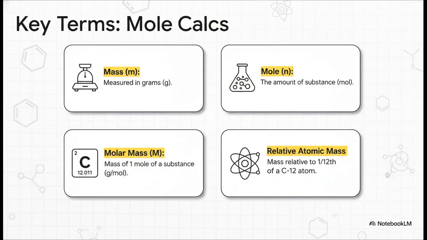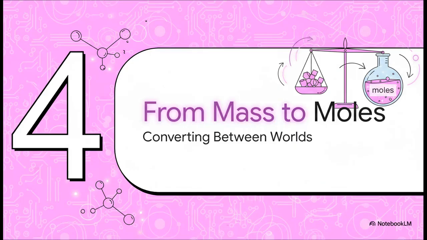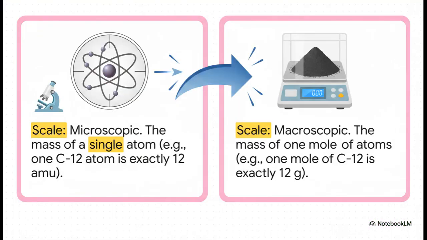You've got mass, which we measure in grams, the mole itself, the molar mass, which is just the mass of 1 full mole, and then relative atomic mass, which we'll dig into in a sec. Now for the really cool part. Let's see how we use these terms to jump between the two worlds, to convert from a mass you can weigh on a scale to the number of moles that it actually contains.